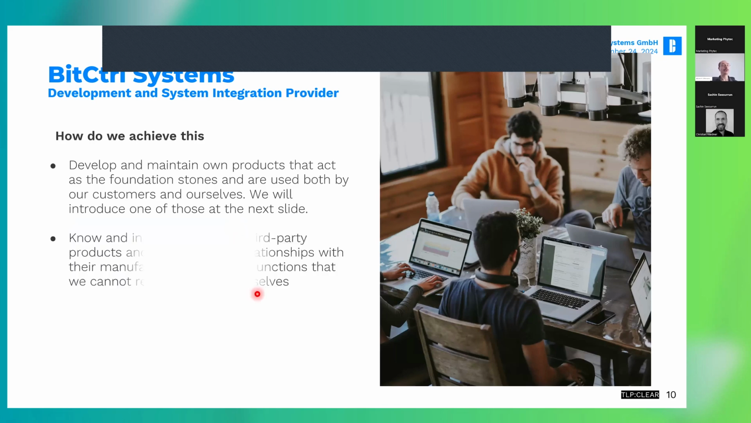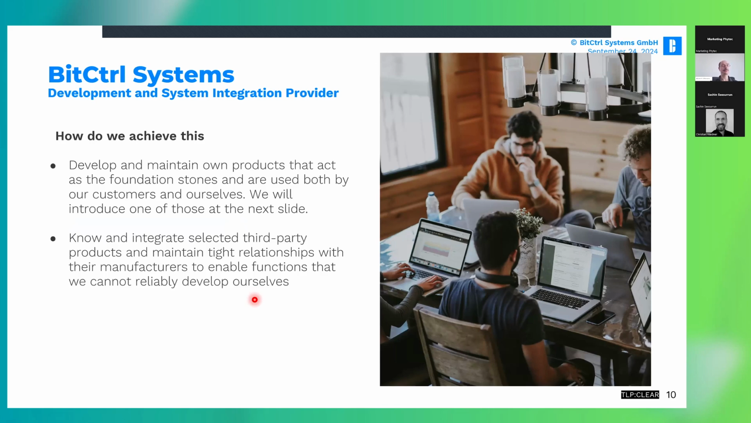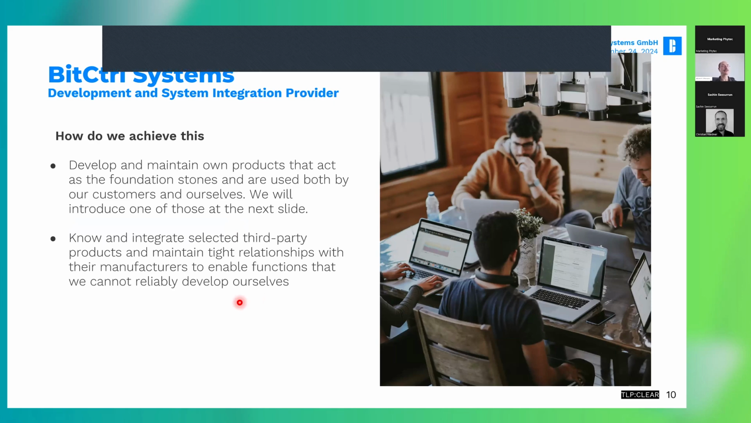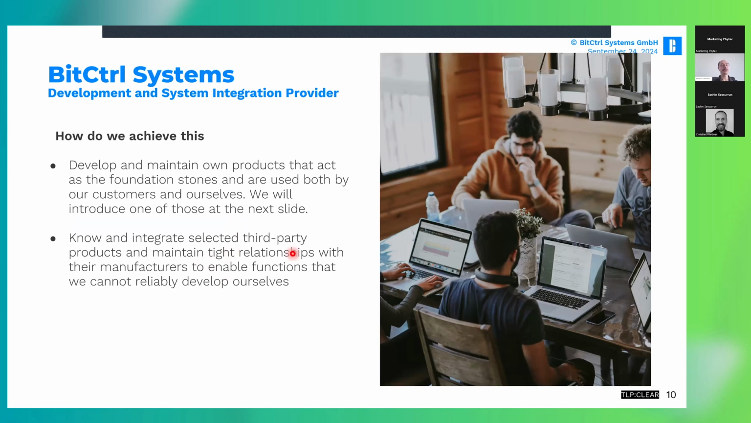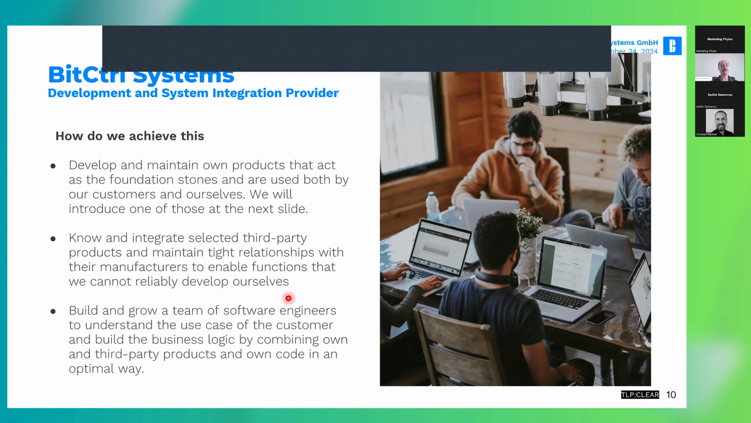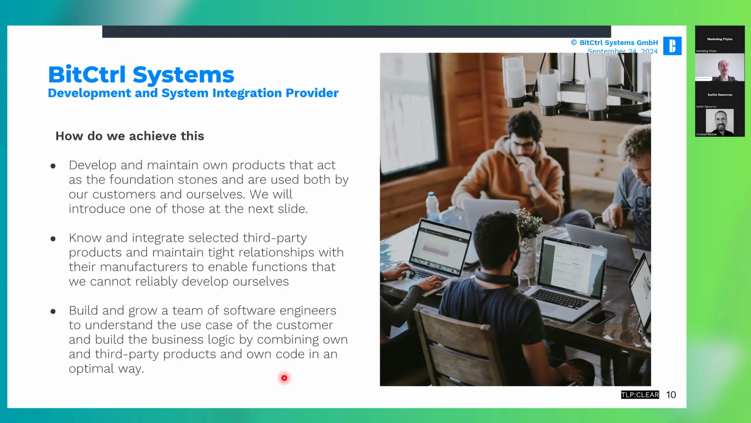And of course, we know and integrate selected third-party products and maintain tight relationships with their manufacturers. And that enables us to build functions into the system that we cannot develop ourselves. And the focus here really is on selected. So we have not too big, but very established relationships with third-party suppliers. And we have a team of software engineers that understand the use case of the customers and then build the business logic by combining our own and third-party products and purpose-built code in an optimal way.